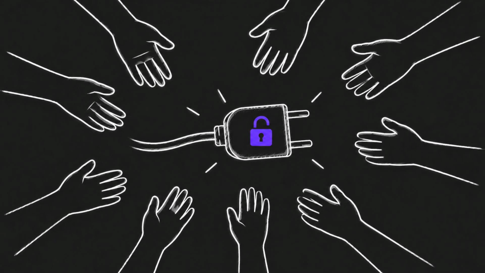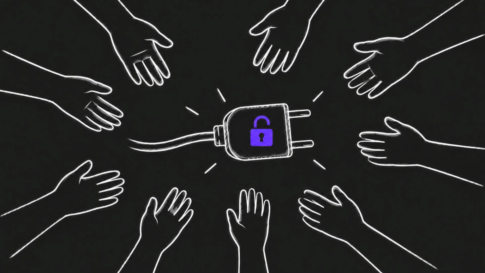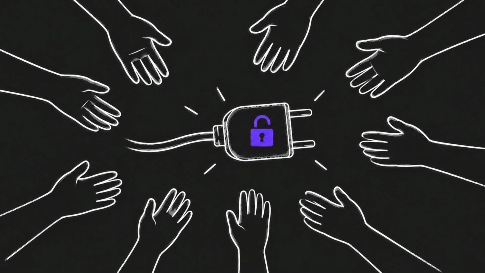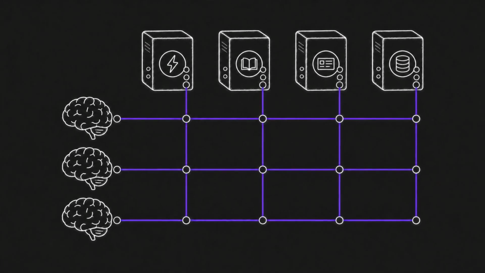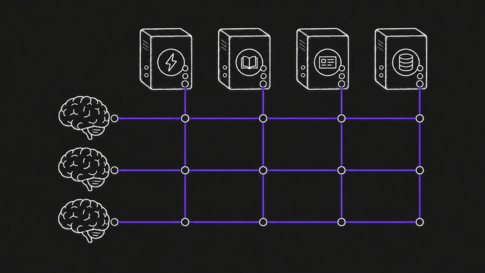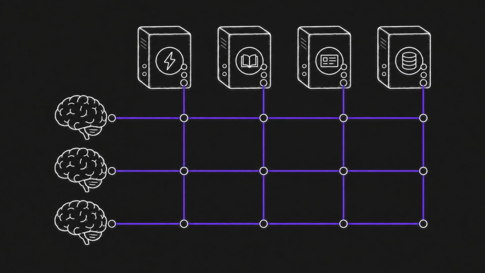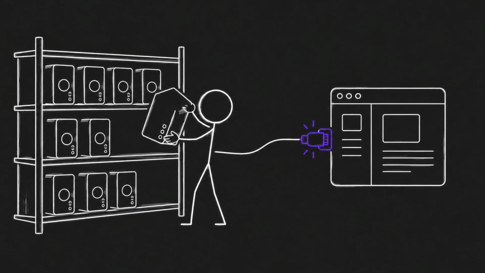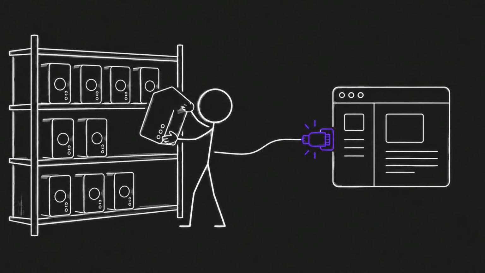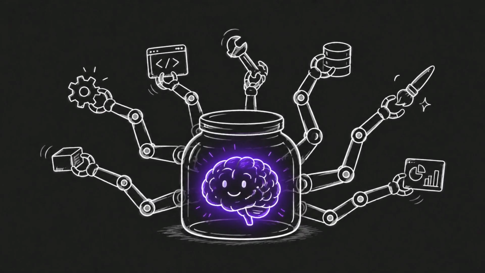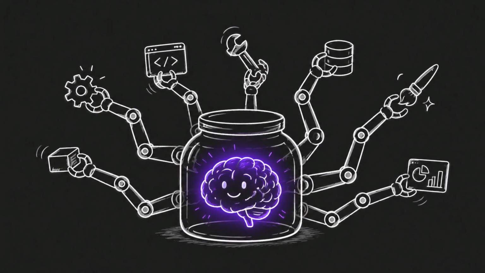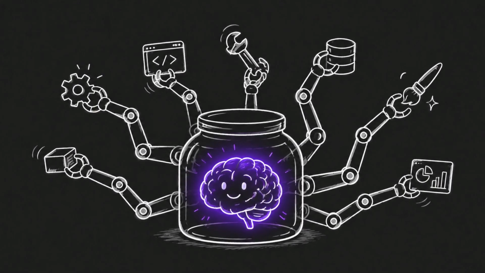And this is why it spread so fast. It's an open standard, not owned by one company. So Claude supports it, ChatGPT supports it, VS Code, Cursor, all the big tools speak it. Which means a server somebody built last week, you can just plug into your AI today. There's a whole ecosystem of them now. And suddenly, the brain in the jar has hands.